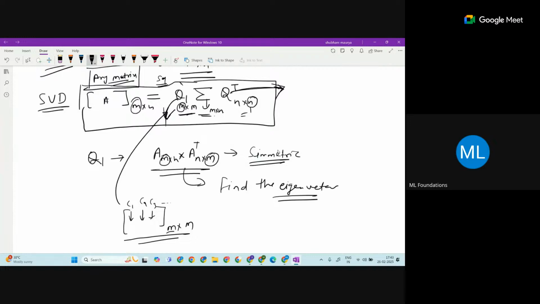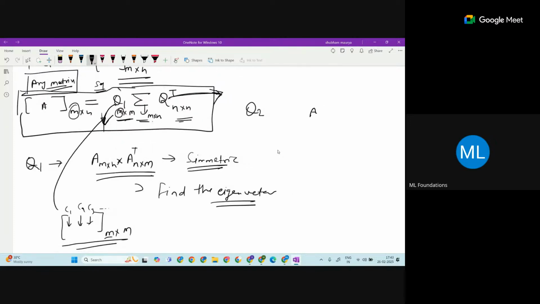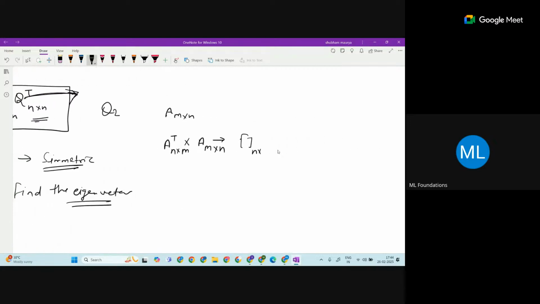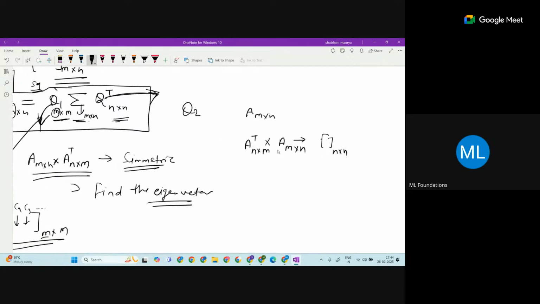And to find Q2, the order of Q2 is N cross N. So again, back to our matrix A, which is of order M cross N. If you multiply A transpose A, the order of A transpose is N cross M and A is of order M cross N. If you multiply these two, you will get a matrix of order N cross N.